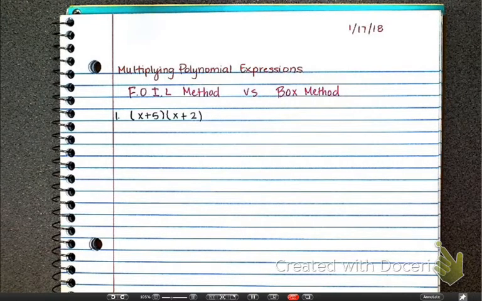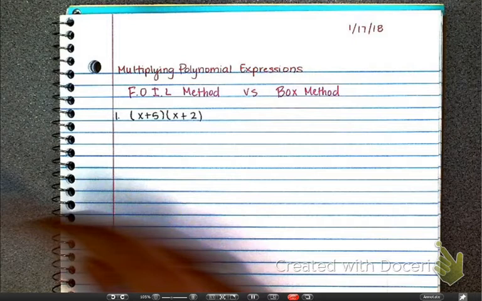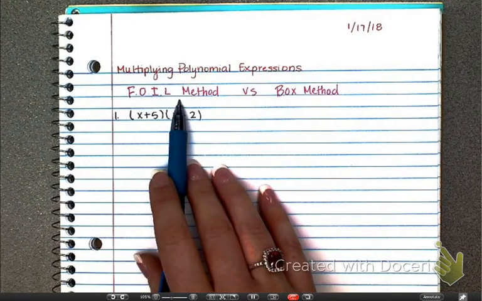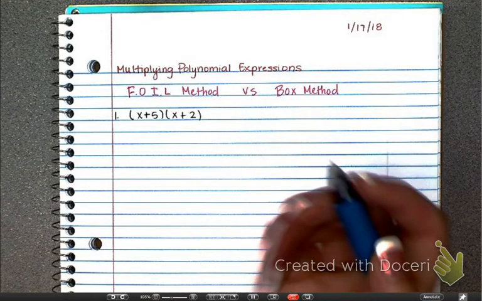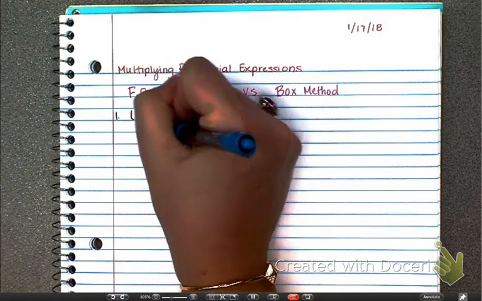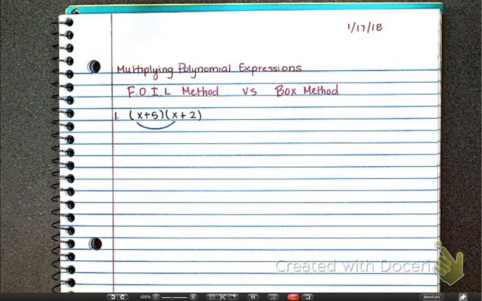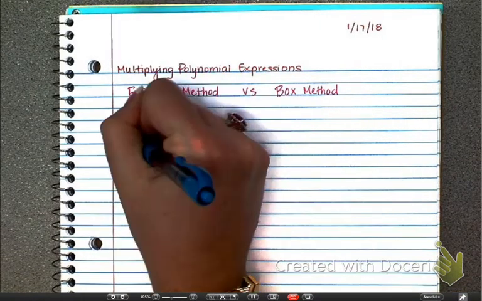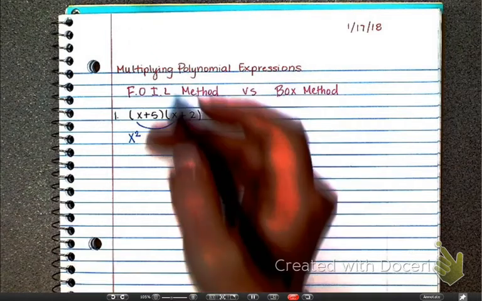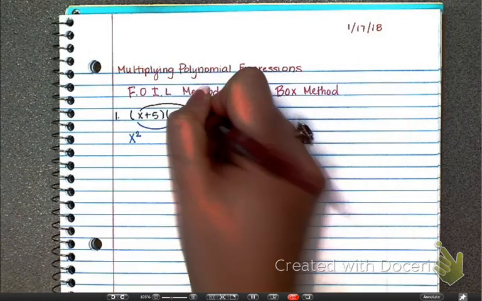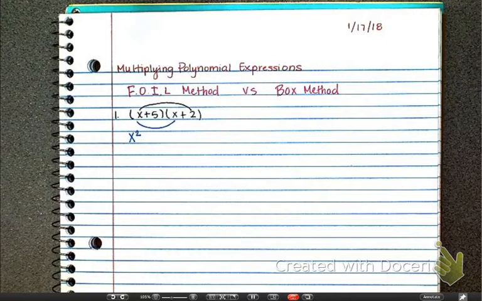Okay, so FOIL method. FOIL stands for first, outside, inside, last. First, outside, inside, last. Okay? Basically, you're distributing twice. So, if we use the first, you multiply the first 2 terms in each binomial. So, x times x is x squared. Okay? O stands for outside. So I multiply the outside terms, which would be the x and that 2. What is x times 2? 2x.